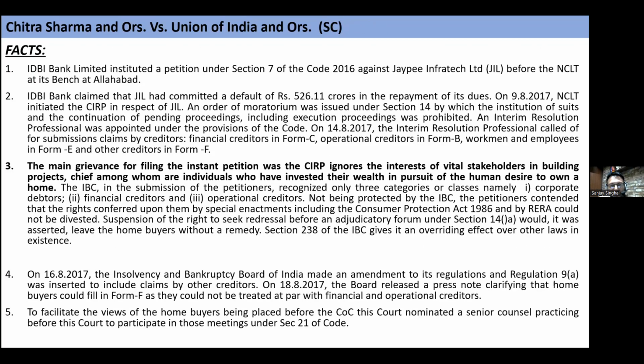So the next case is Chitra Sharma versus Union of India. This case is related to several writ petitions filed in the Supreme Court by home buyers. They clubbed those petitions in this case and gave the judgment. In this case, IDBI Bank was involved. IDBI was the financial creditor of JP Infratech Limited, JIL. When a default was made by JIL, they filed an application under section 7, and the application was admitted and an IRP was appointed.